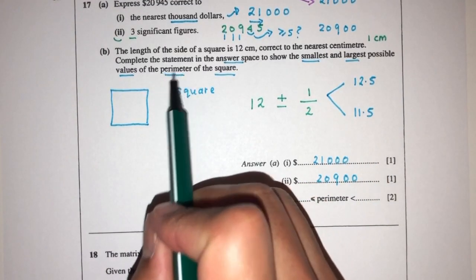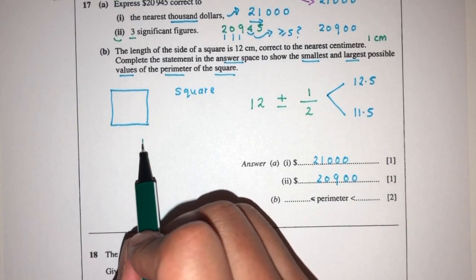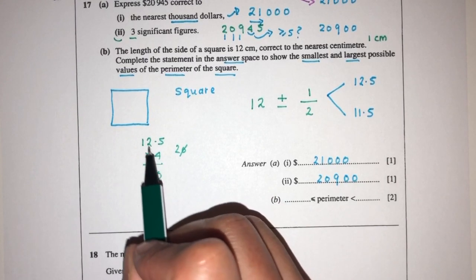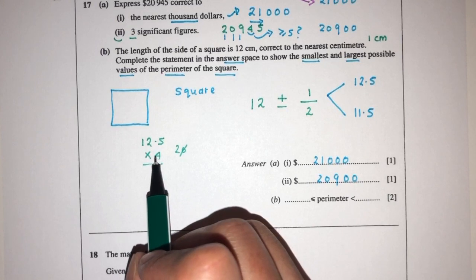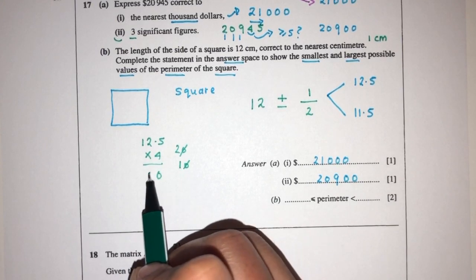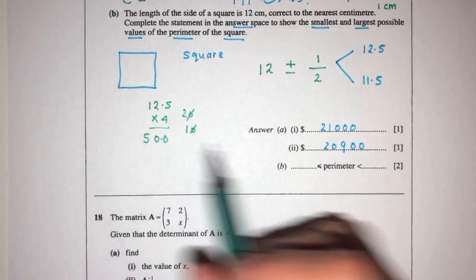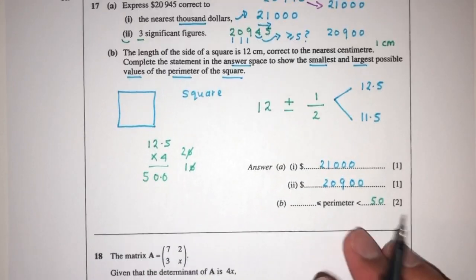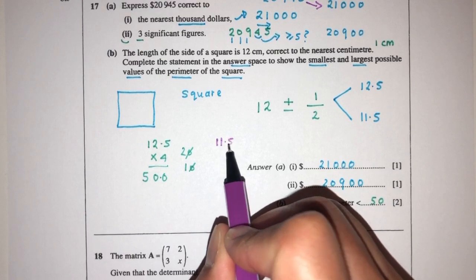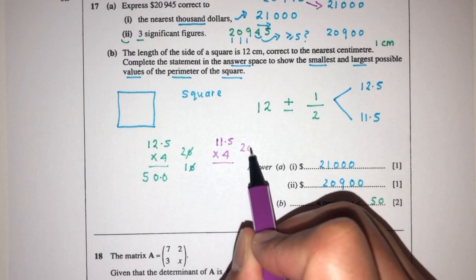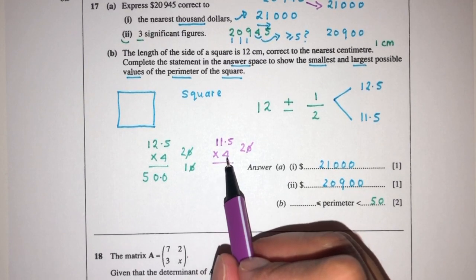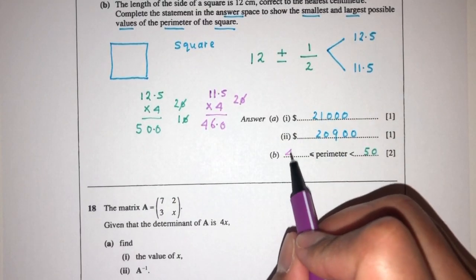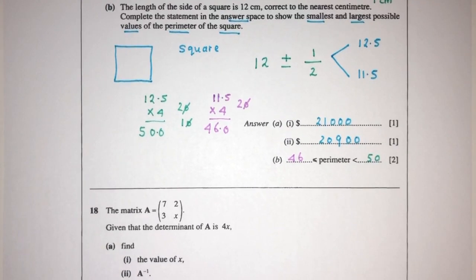So to find the perimeter, which is the distance around, we have to multiply by 4. So 12.5 times 4, that will be 0 here, then 2 times 4 is 8, 8 plus 2 is 10, that will be 0 again. So that will be the upper bound, 50. And then for the lower bound, let's see, what do we have? We have 11.5 times 4. That will be 0. So 1 times 4 is 4 plus 2 is 6, and that should be 4. So 46 will be the lower bound. Okay, and that will be your question number 17.